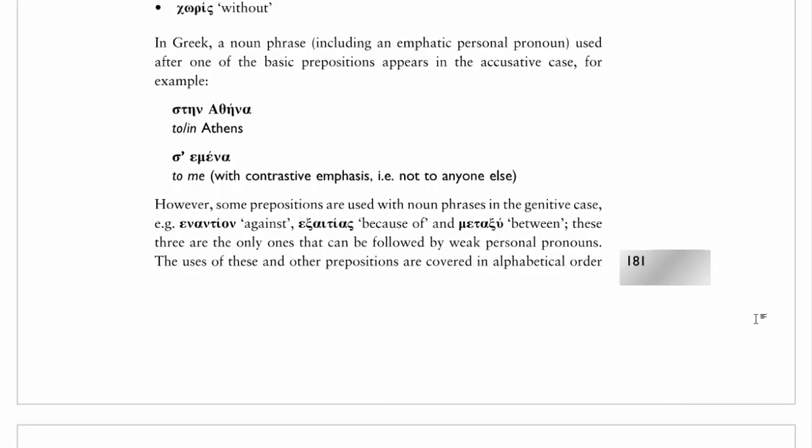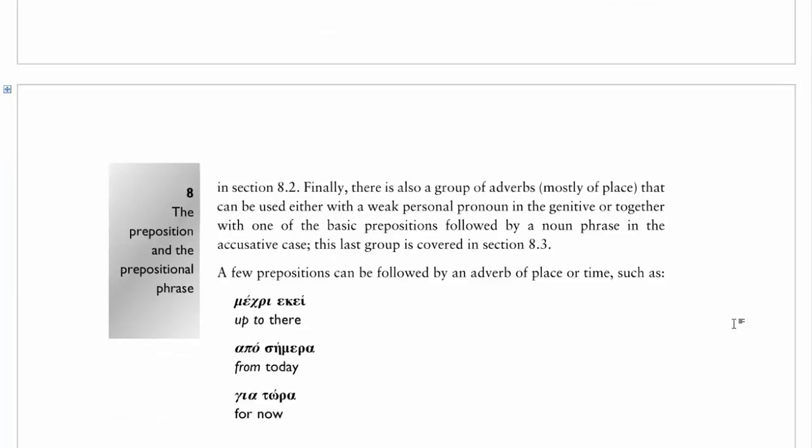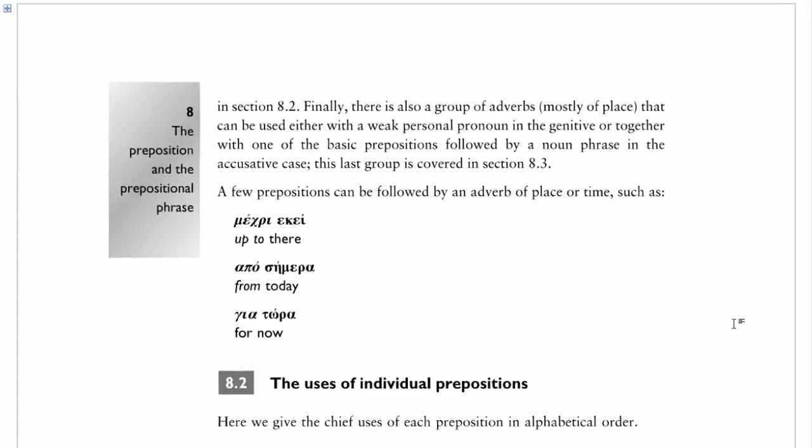However, some prepositions are used with noun phrases in the genitive case, remembering the genitive case refers to the possessive, or a noun that modifies another noun. For example, enandion, against, eksaitias, because of, and metaxi, between. These three are the only ones that can be followed by weak personal pronouns. These are the exceptions. The uses of the other prepositions are covered in alphabetical order in section 8.2. We're going to get there. Finally, there is also a group of adverbs, mostly of place, that can be used either with a weak personal pronoun in the genitive or together with one of the basic prepositions followed by a noun phrase, a phrase that starts with a noun, in the accusative case. This last group is covered in section 8.3, just further down.